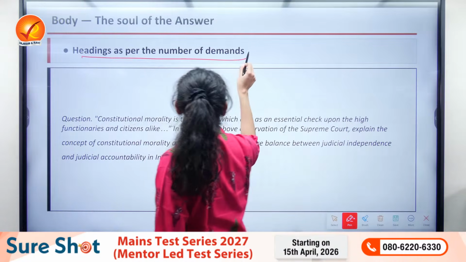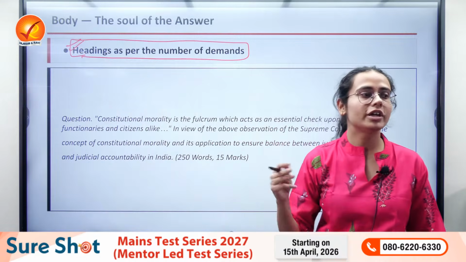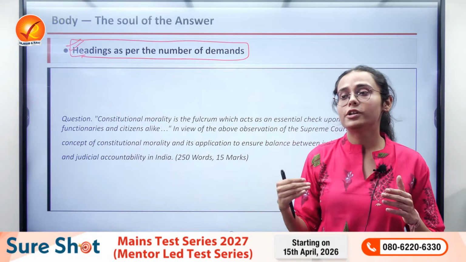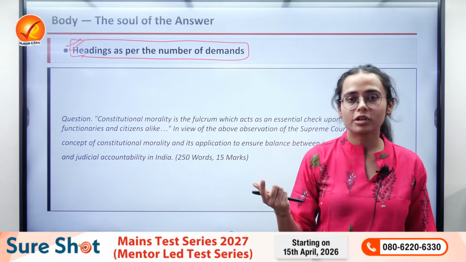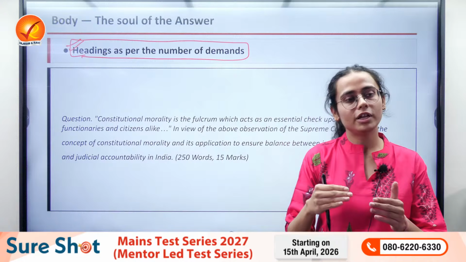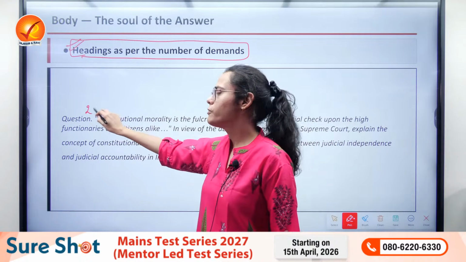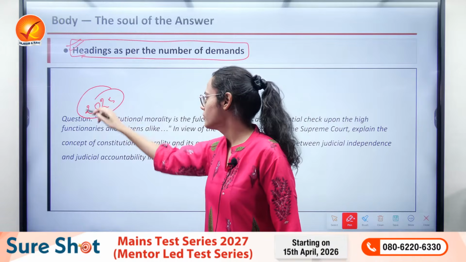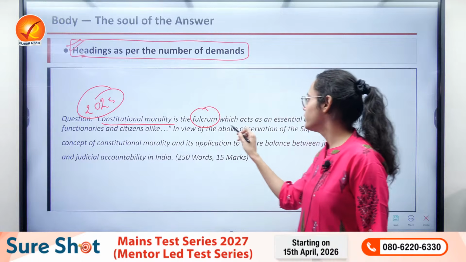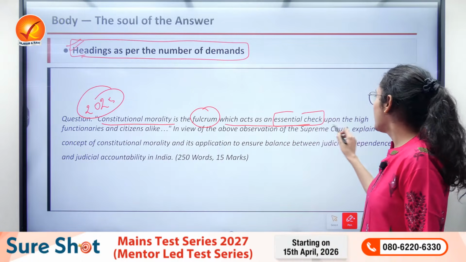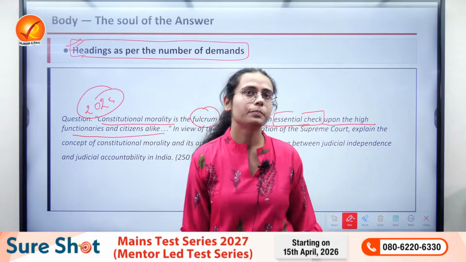So the next important part is headings as per the number of demands. There is a question, and in that particular question there can be multiple demands, and based on those demands there can be a corresponding number of headings. Let me take the recent 2025 PYQ. The question says, constitutional morality is the fulcrum which acts as an essential check upon the high functionaries and citizenries alike.